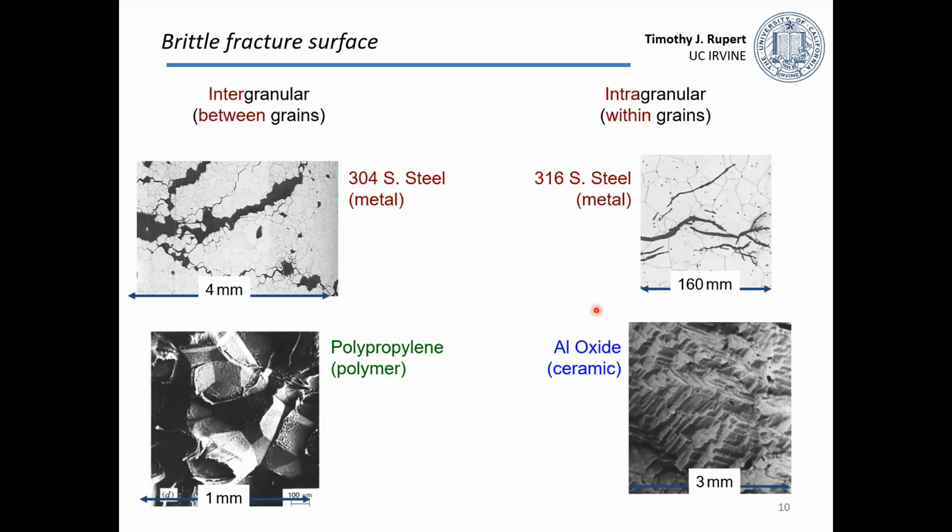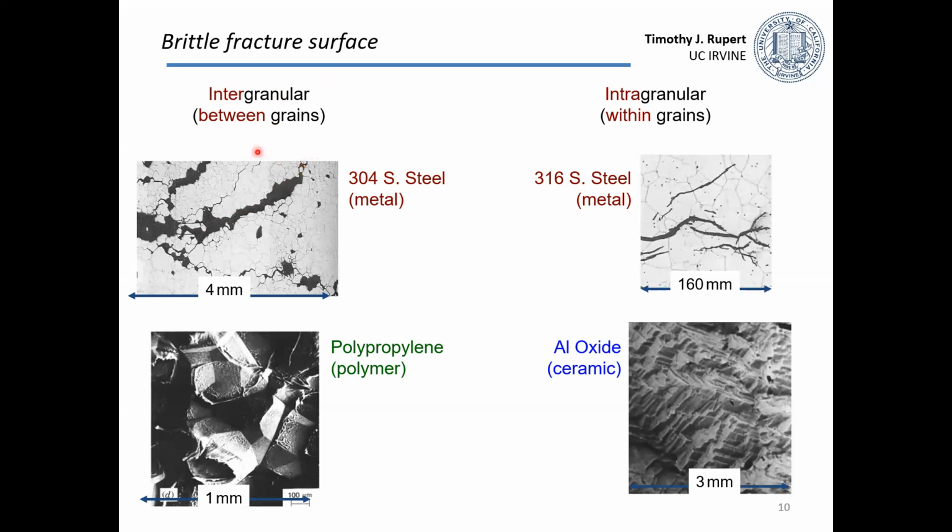So brittle fracture can happen in multiple ways. What's sometimes important is to think about how the crack is moving through your microstructure. We often said that materials are made of many crystals. It turns out that those cracks can move along the grain boundaries. This is what's called intergranular fracture. This is when the crack is moving between the grains along the grain boundaries.